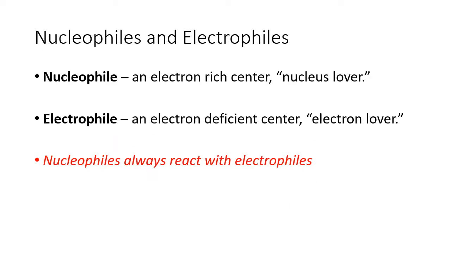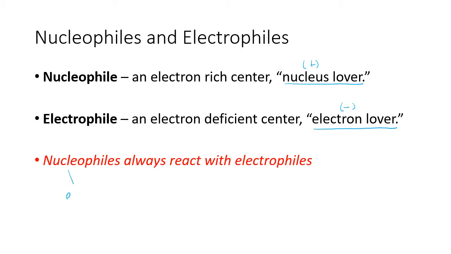So just to reiterate what we said, a nucleophile is an electron-rich center. You can think about it like a nucleus lover, and the nucleus is a positively charged area. An electrophile is an electron-deficient center for some reason, or something that has a positive charge on it. It's going to be an electron lover. Electrons have a negative charge. And nucleophiles always react with electrophiles.